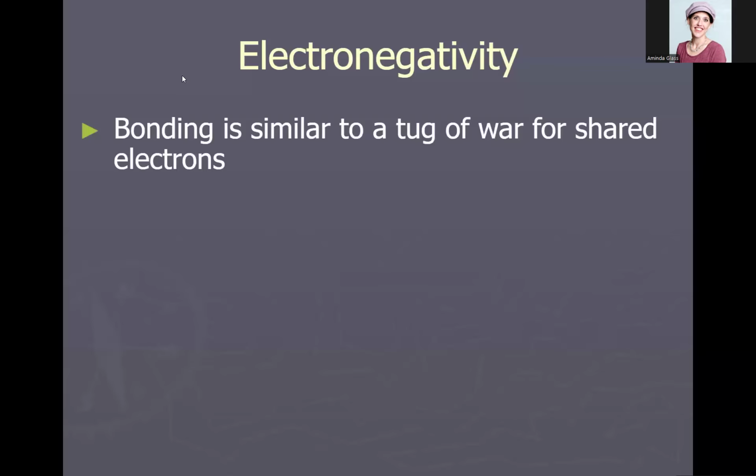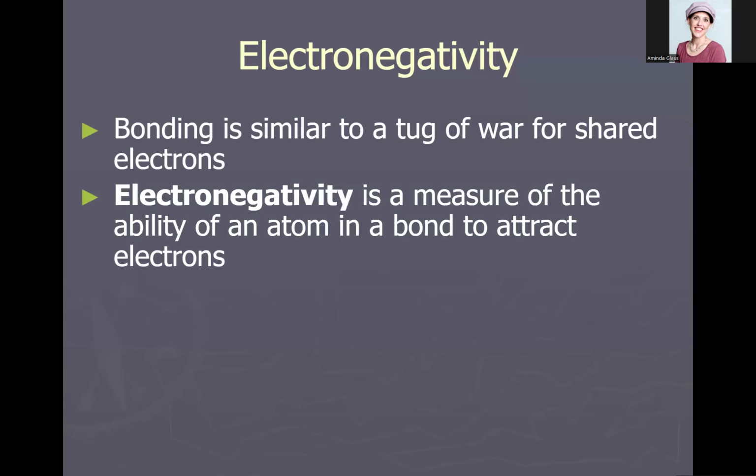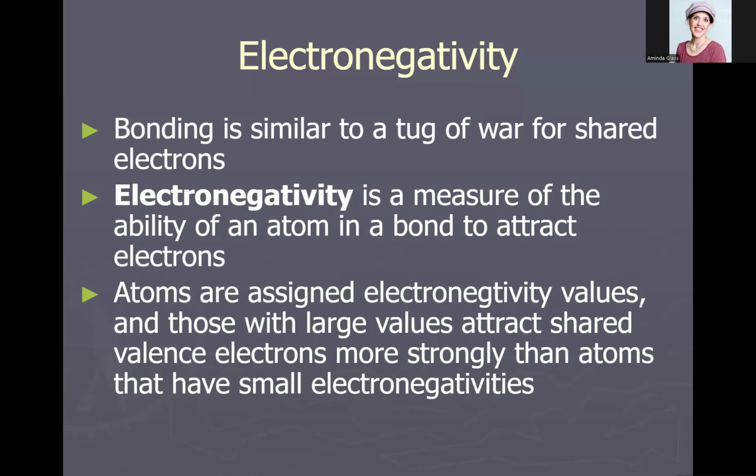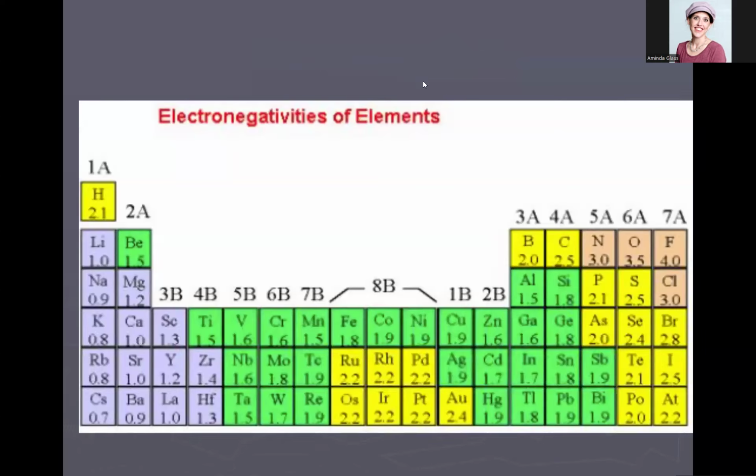Now, bonding is similar to a tug of war for shared electrons. Electronegativity is a measure of the ability of an atom in a bond to attract electrons. Atoms are assigned electronegativity values, and those with large values attract shared valence electrons more strongly than atoms that have smaller electronegativity values.